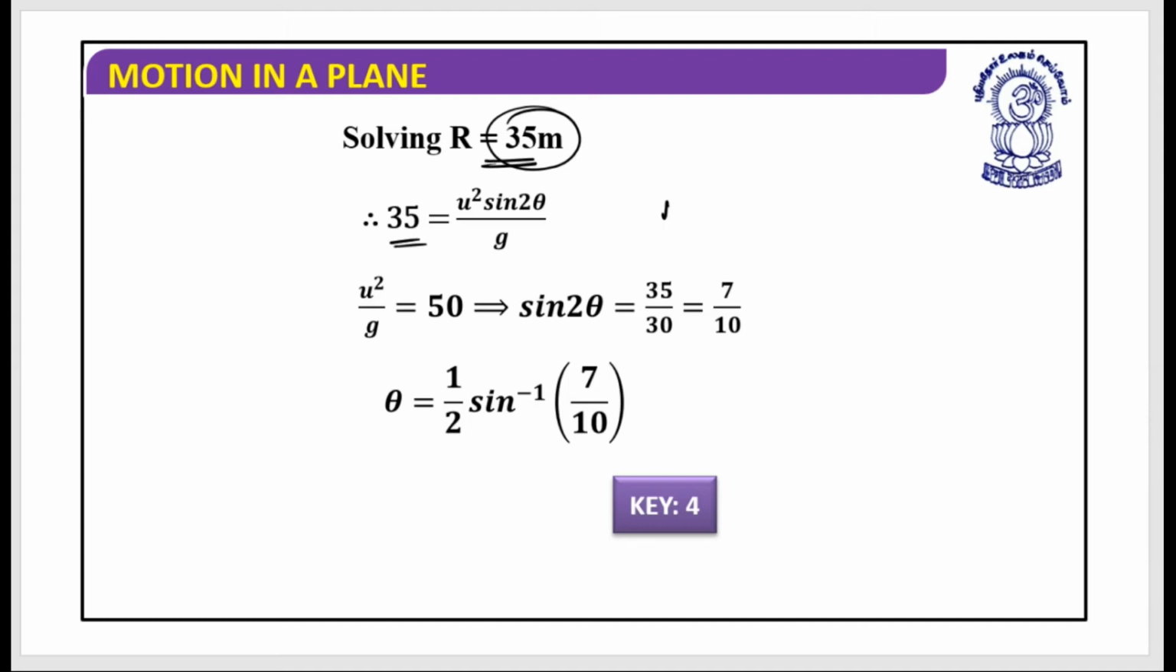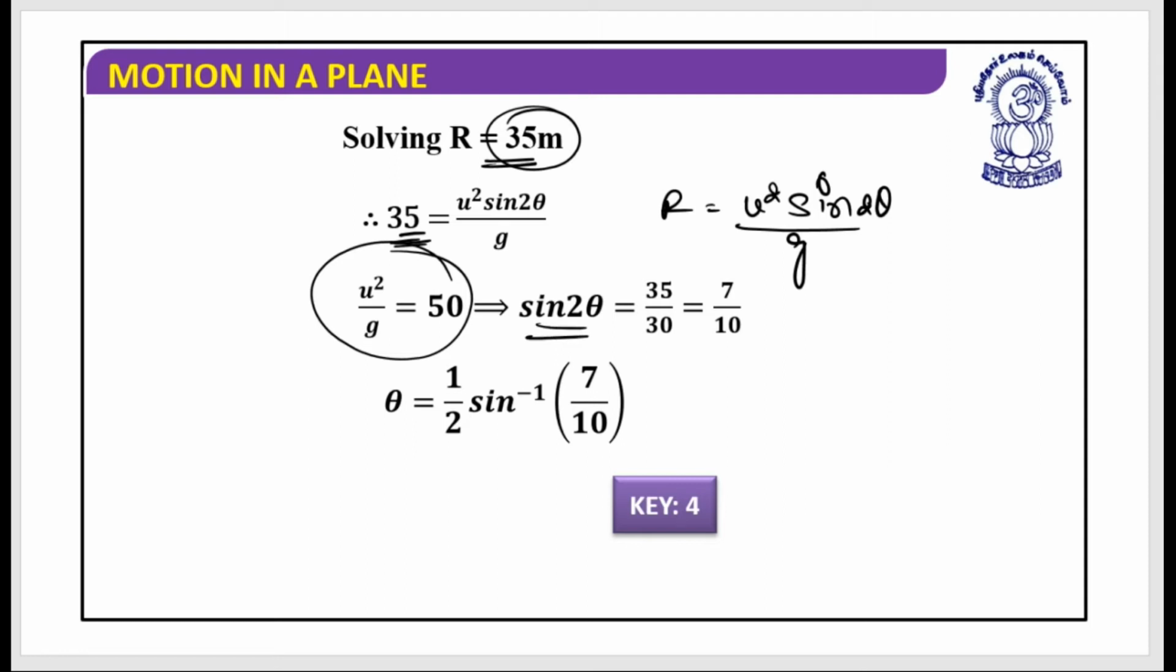So I can write like this, R is equal to u square sine 2 theta divided by g. The range would be equal to 35. This is equal to u square sine 2 theta by g, and let's put in the value. If I get it done, u square by g should be equal to 50, and that should be equal to sine 2 theta. So if I replace the value, sine 2 theta is equal to 7 by 10. So if sine 2 theta is equal to 7 by 10, my theta could be equal to 1 by 2 sine inverse of 7 by 10. I hope this is clear.